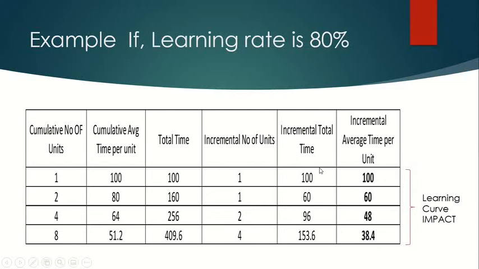Incremental time should be divided by incremental output. So here 100 divided by 1, 60 divided by 1, 96 divided by 2, 153.6 divided by 4. Here you can see incremental average time per unit is continuously reduced: 100, 60, 48, 38.4. This incremental average time per unit is reduced because of the learning curve impact. Right? So that is the basic understanding up to now.